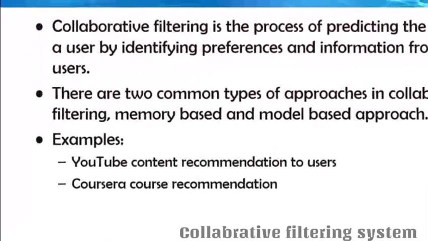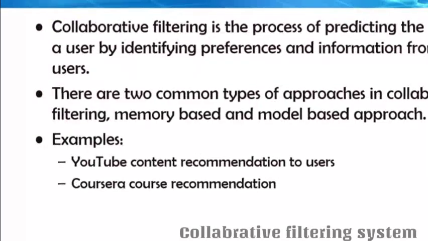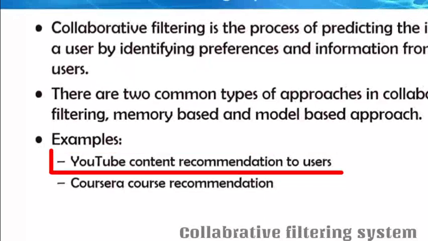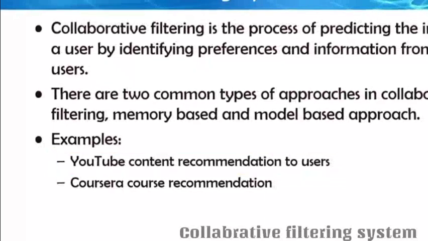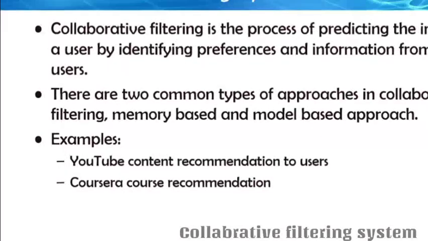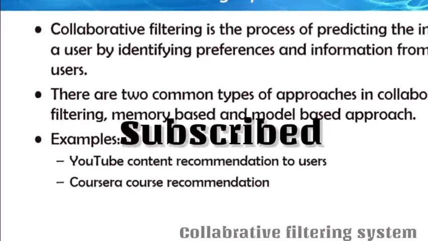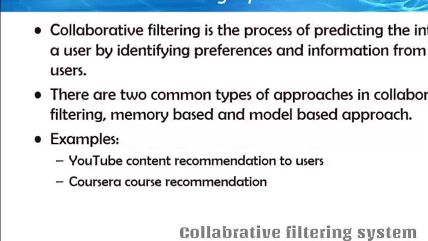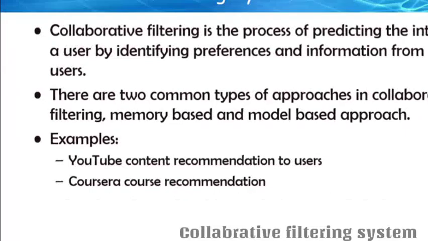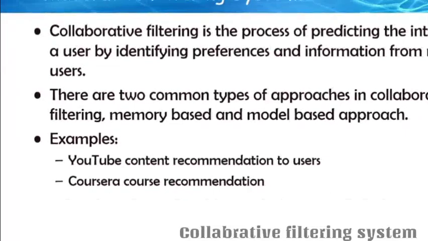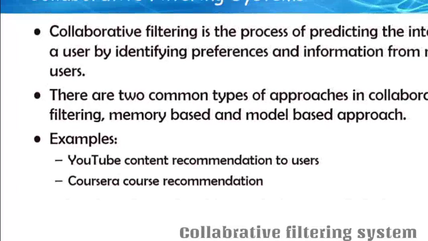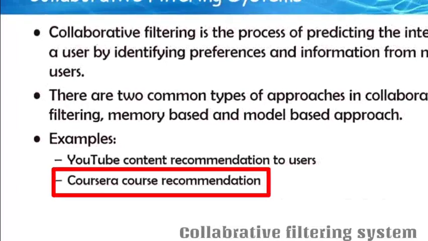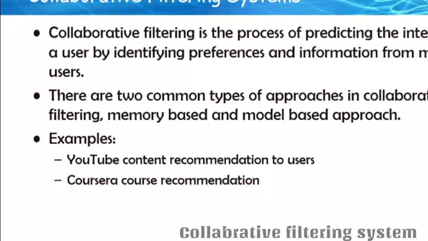Now the examples. The first example would be YouTube content recommendation to users: recommending users videos based on other users who have subscribed to similar channels or watched similar videos as the user. That is one collaborative filtering system, and another example would be Coursera course recommendation, recommending to you based on other individuals who have already finished existing courses.